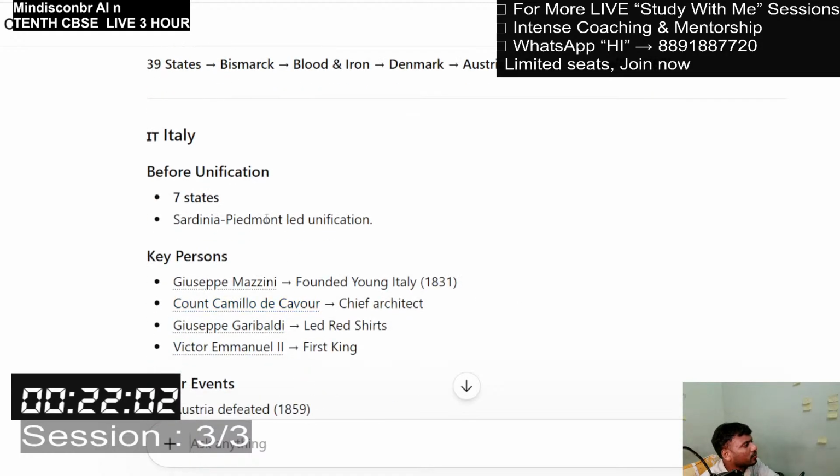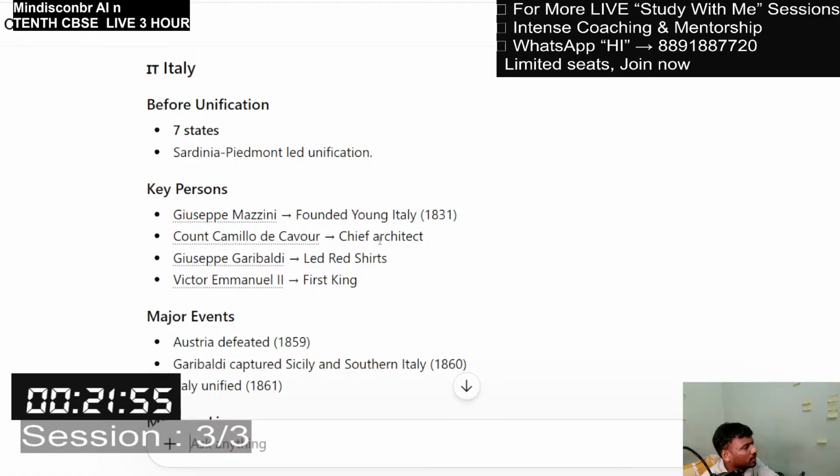Italy unification. Before unification, there were 7 states. Sardinia Piedmont led unification. Key person Giuseppe Mazzini founded Young Italy in 1831. Count Camillo di Cavour was the chief architect. Giuseppe Garibaldi led the Red Shirts and Victor Emmanuel II was the first king.